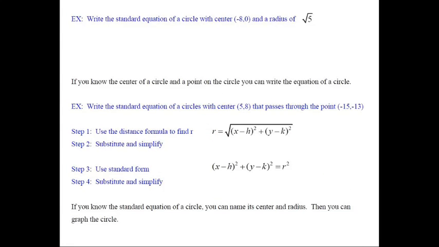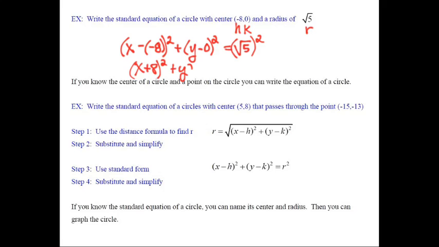Alright, so if we've been given the center and a radius, we just plug those things in. That's my h and that's my k, that's my r value. So it's x minus a negative 8 squared, plus y minus 0 squared, equals the square root of 5 squared. Simplified, it looks like this: x plus 8 squared plus y squared equals 5. And that's the equation of all the points on that circle with that center.